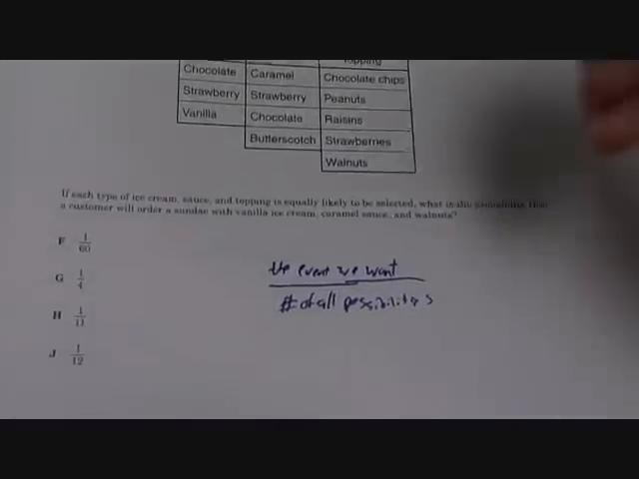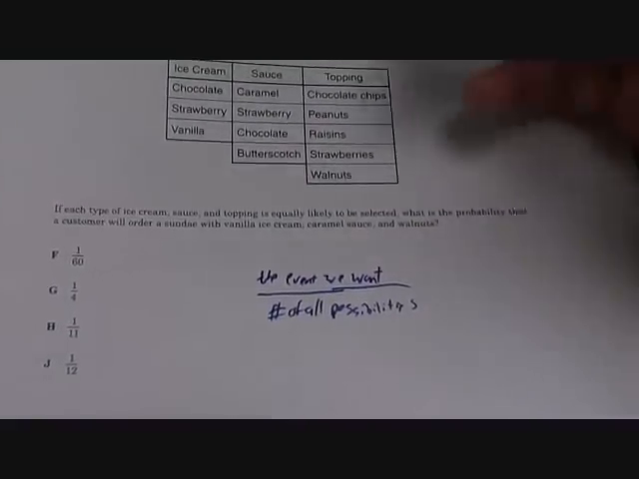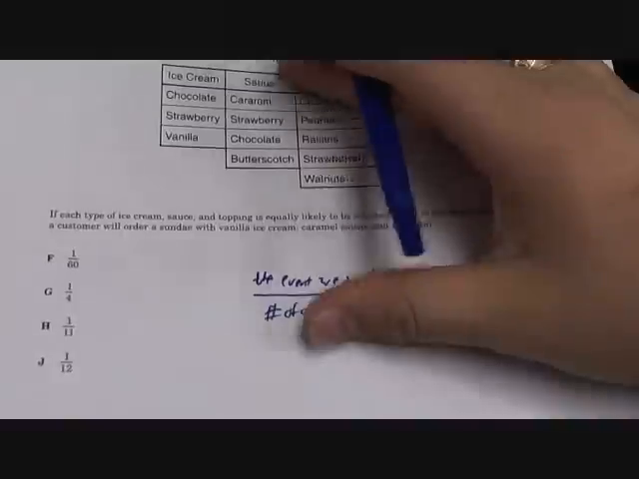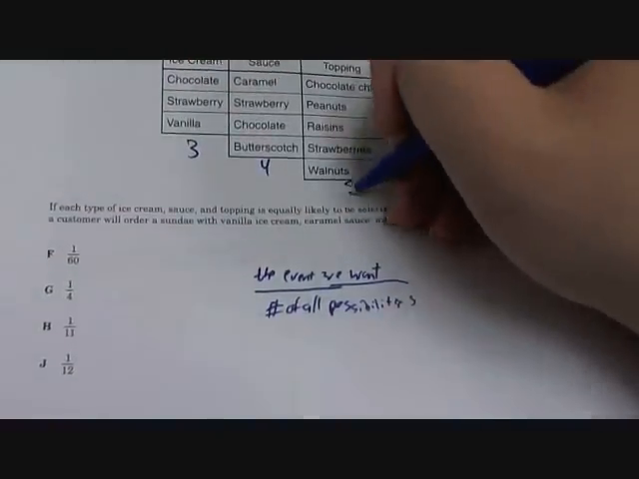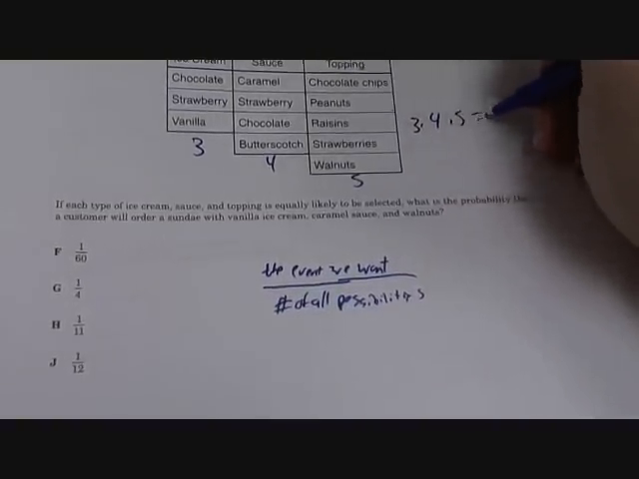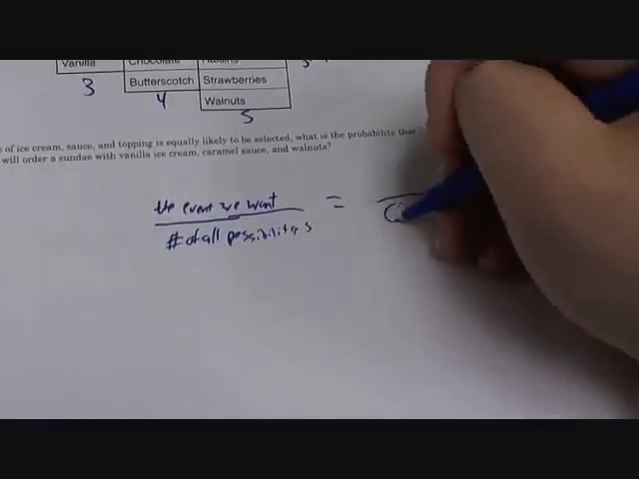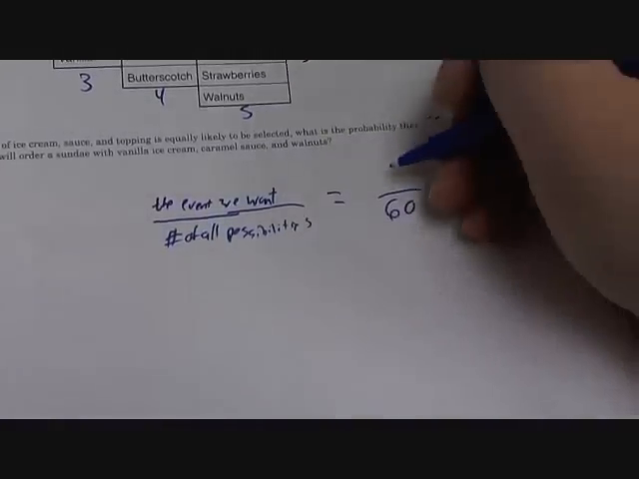So we have 3 flavors, 4 sauces, 5 toppings. How many ways can you make a sundae? Well, this is just a permutation. So it's 3, 4, and 5. So you multiply them. 3 times 4 times 5 is 60. So this number right down here is going to be 60. We only want one way. So 1 over 60. So the answer is F. 32F.